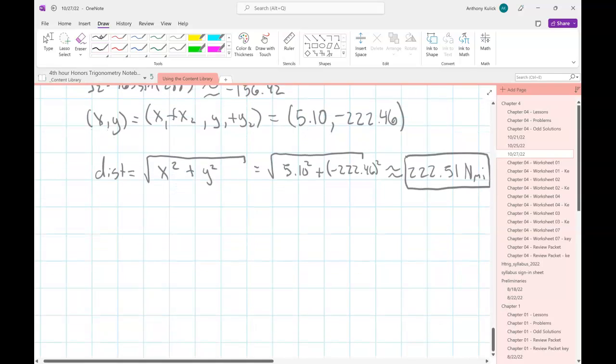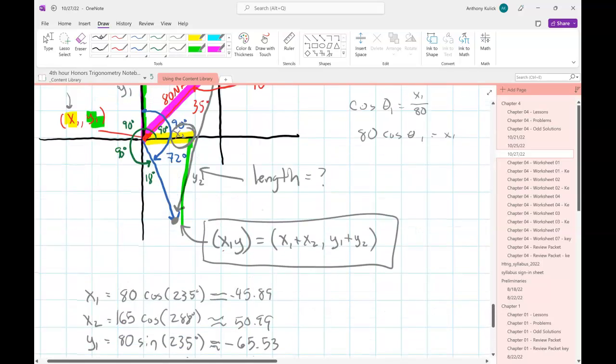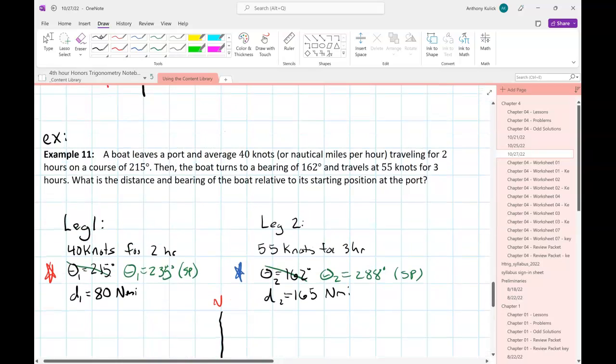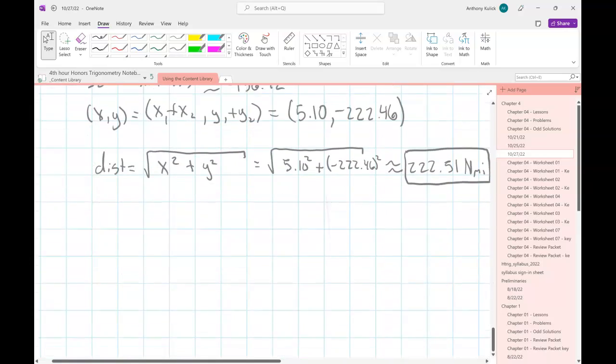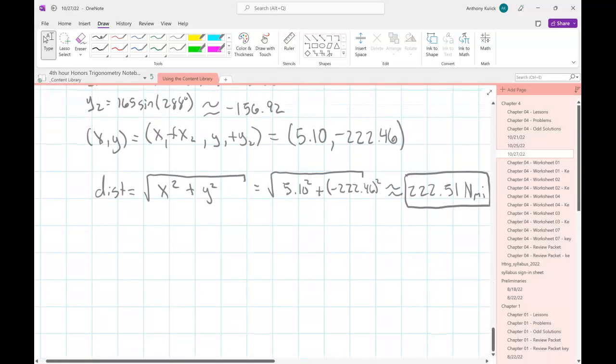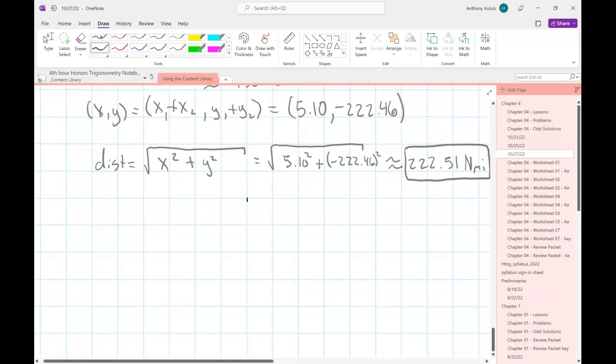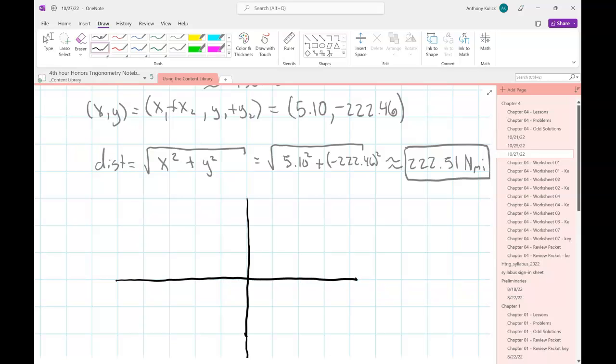All right. We still have one more thing to do, though, right? What does the question ask for? So we have the distance. We did that. Still need that bearing, though. Okay. Here's the good news. The hard stuff is already done.